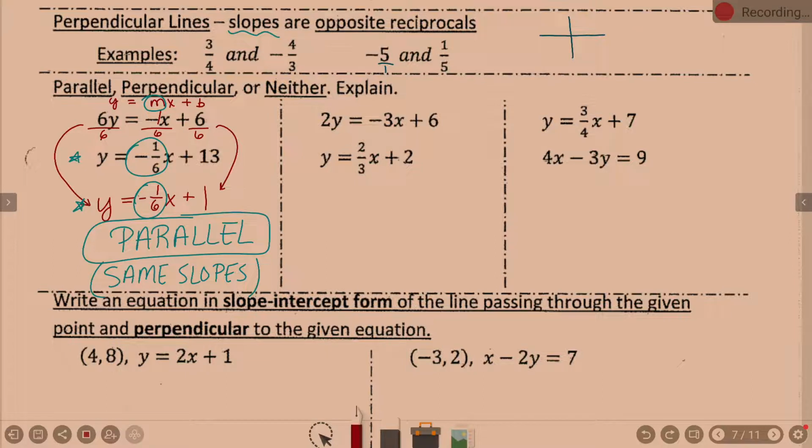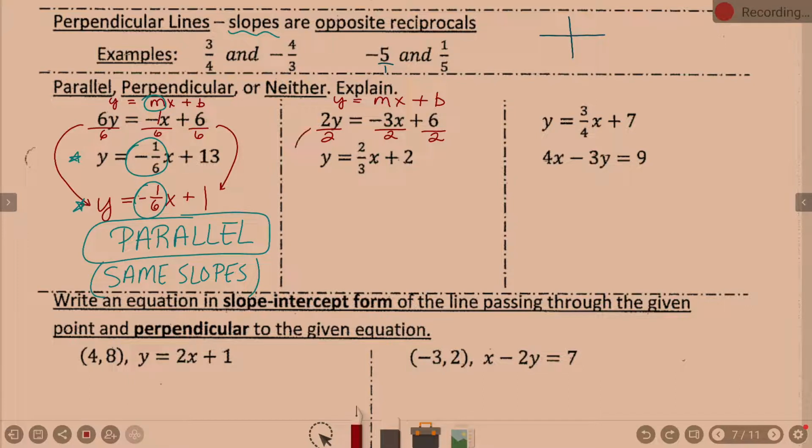First of all, are both of my equations in the form y equals mx plus b? They both are? They both say y equals? No. What's that first one say? 2y equals. How do I go from 2y equals to y equals? How do I get the 2 away from the y? No, if it's 2 times y, I'm going to divide. So I'm going to divide by 2 here.